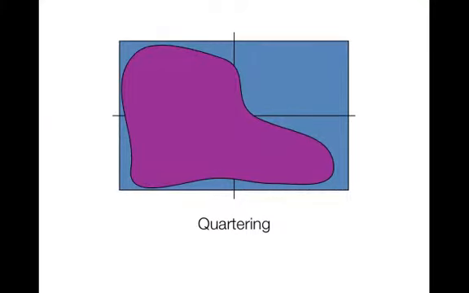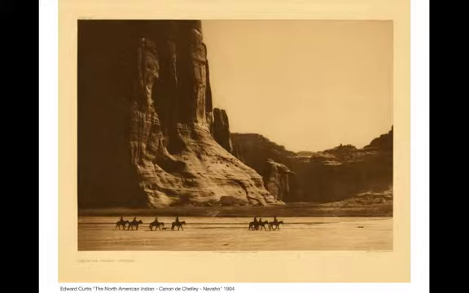Quartering is a very informal technique. It's where we draw a single vertical line through the center of the image and a single horizontal line. And typically in this strategy, what we're doing is filling up 3 of the 4 quadrants in order to create a space of visual rest.